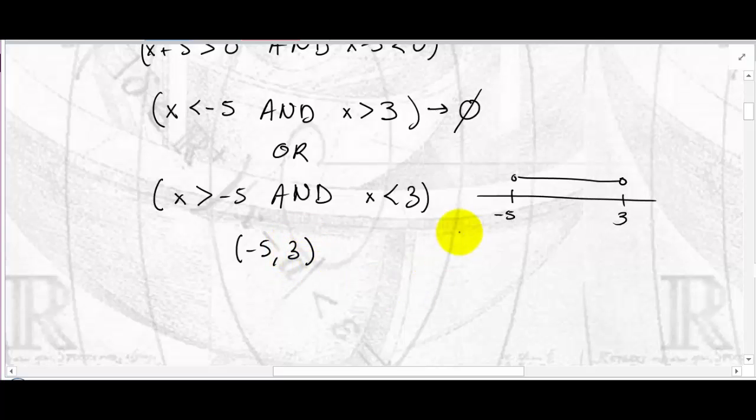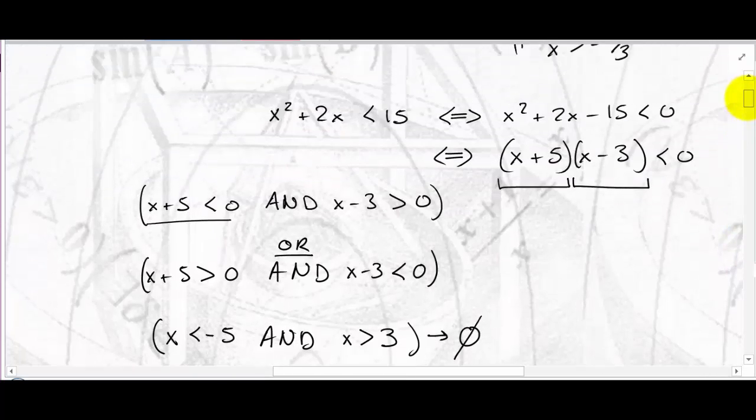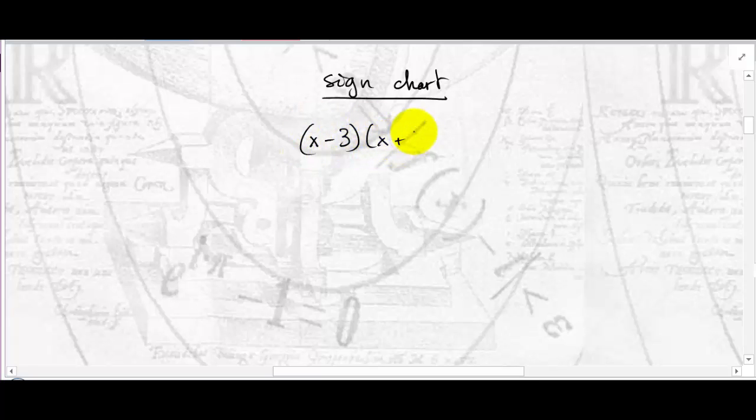Now there is a better way to handle this kind of inequality. We're going to do a sign chart. So what is a sign chart? Again, we want to solve the inequality x minus 3 times x plus 5 smaller than 0. Let's look at the factor x minus 3. In my sign chart, I'm going to have my first row. This is the row where all the values of x are. It goes from negative infinity to positive infinity.